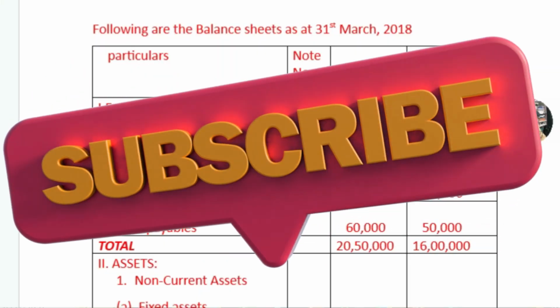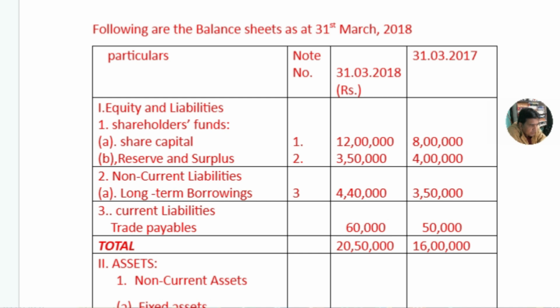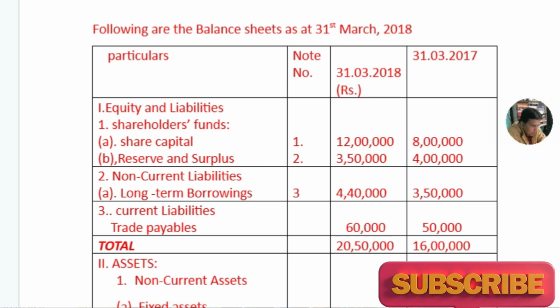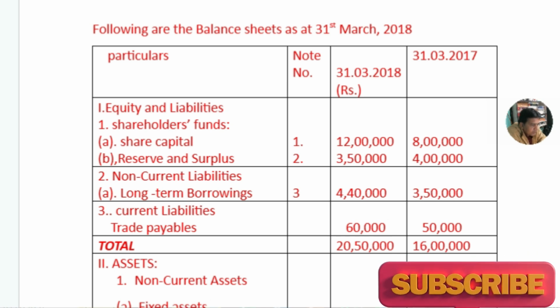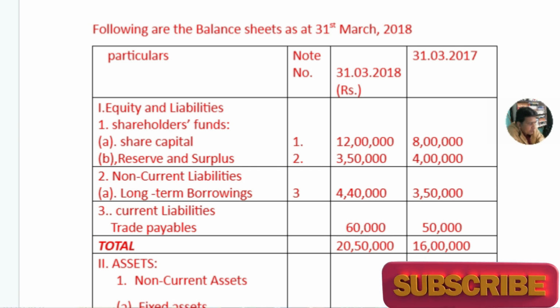Hello viewers, I am here with problem number 3 of cash flow statements. Today's problem is specifically considering the decrease in the amount of profit when there is a loss between two balance sheet dates, then how to solve the problem of cash flow statement, especially when there is a loss amount, and how to understand this loss amount.